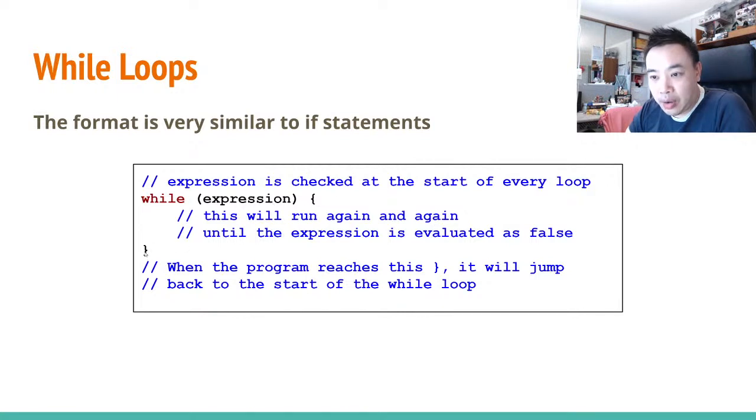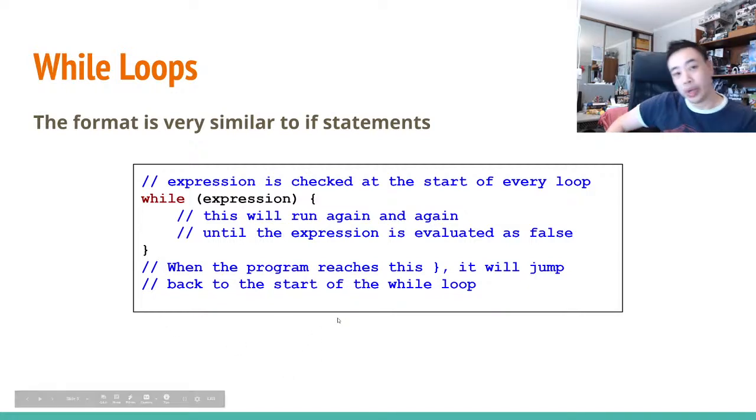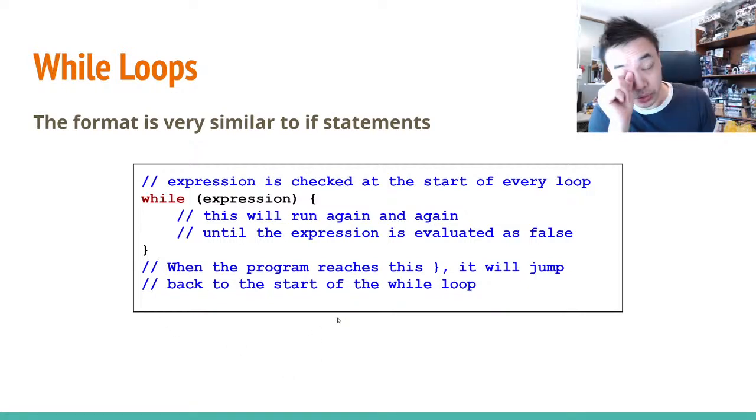So when it hits the bottom, it comes back up here and checks the expression. If the expression is still true, it will keep going. The trick generally is that somewhere in this code, there might be a way to change the expression. If there's a way to change the expression in here, then there's a chance that when you loop back up, it's false and then you might stop. When you stop, you jump over what's in the curly brackets and then you can just continue from the lines below.